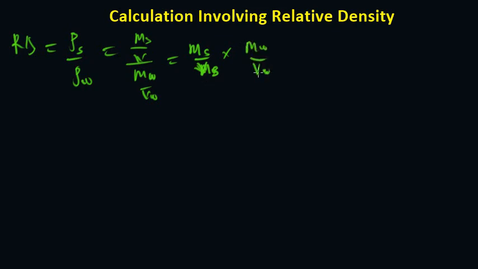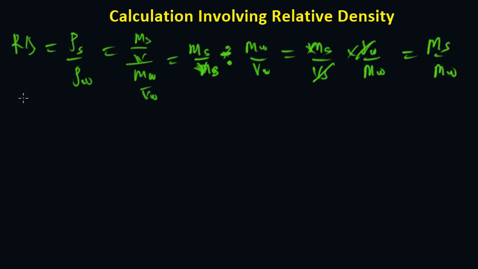This is the mass of water. Sorry, this is division. So if we want to change it to multiplication, we'll have ms over vs times vw over mw. And because we compare equal volumes, we can cancel out and we'll have ms over mw. So another formula for calculating relative density is RD equals the mass of the substance over the mass of water.